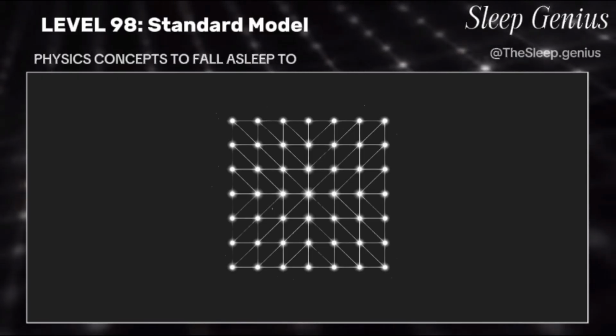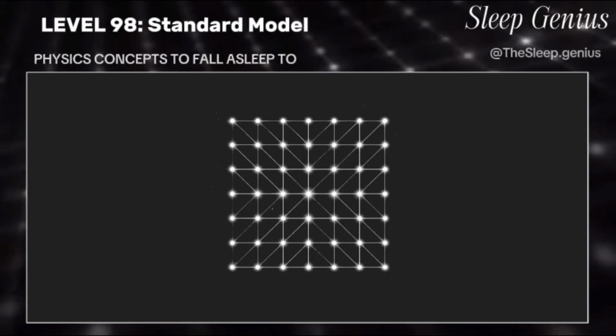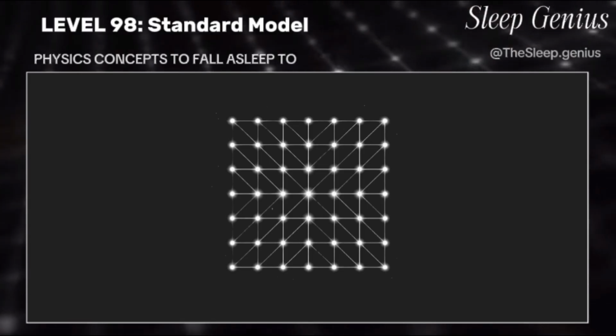Particles interact through the forces predicted by the Standard Model. Quarks bind together to form protons and neutrons, while electrons orbit around nuclei due to electromagnetic forces. These interactions create patterns in atoms and molecules that build stars, planets, and life.